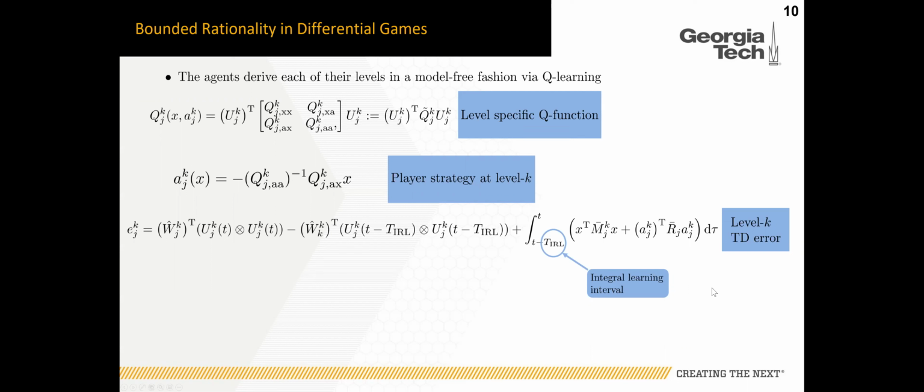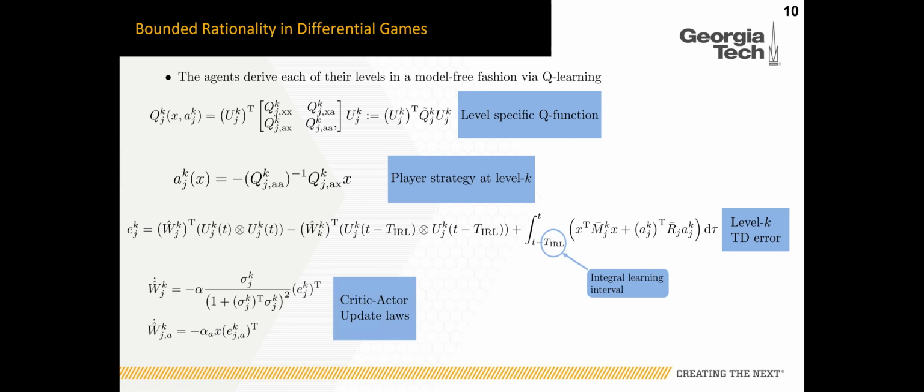Also, you will see this T, which is how fast I measure my cost. I interact with agents and then I measure my cost every T_IRL seconds. Eventually, if I find these W's, I have solved my problem, and no pre-training is required. Everything will happen in real time by learning from the trajectories. Every level will plug and play this critic-actor update loss, and then we will learn the policy and the cost of every level.